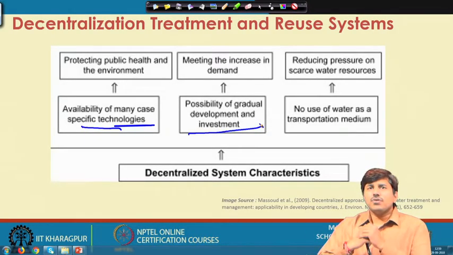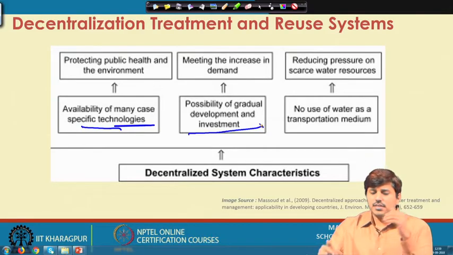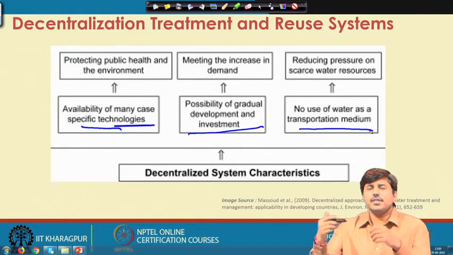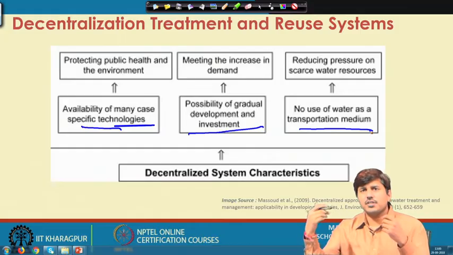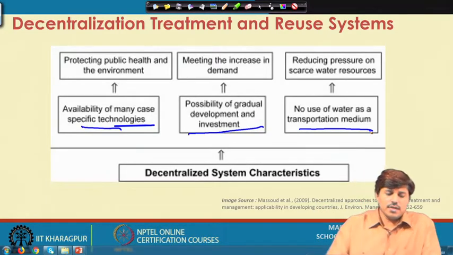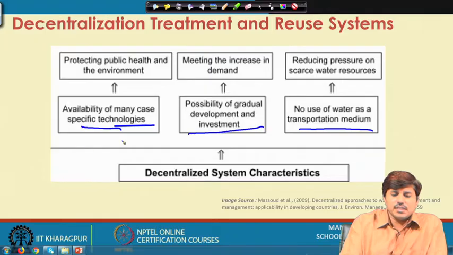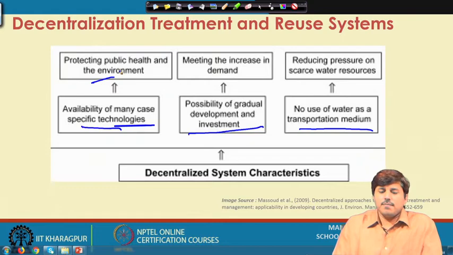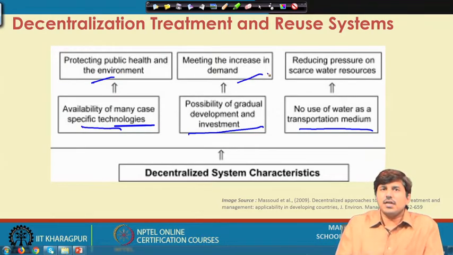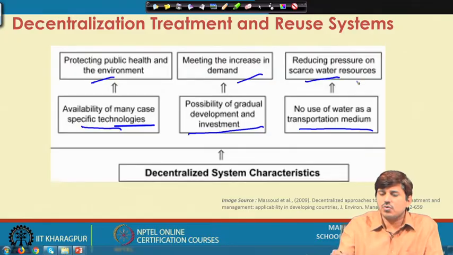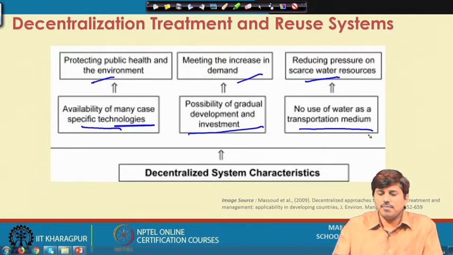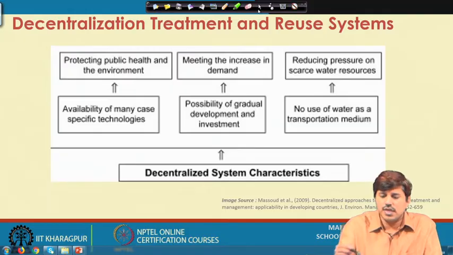And there is no use of water as a transport medium, that is another thing, because in a decentralized system the transportation cost is substantially reduced. So, when we say the availability of many case-specific technologies, this helps in protecting public health. Gradual investments meet the aspect of increasing demand or increasing production at the smaller scale, and reducing pressure on scarce water resources will be achieved by reusing or utilizing that water.